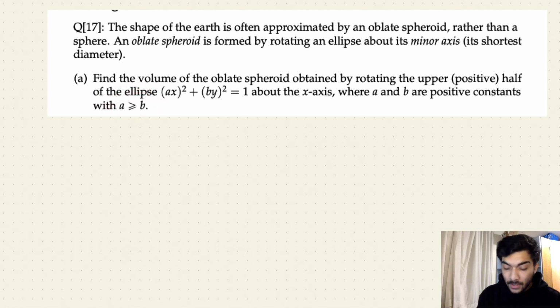With this given information, a is greater than or equal to b, which will help you easily realize what the minor axis is and what the major axis is in this case.